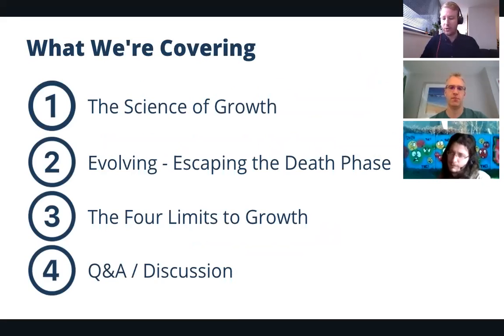What we're talking about today: we're going to go through a few bits and pieces. Firstly, the science of growth. What do we know about growing in general, and what lessons can we apply to businesses? Then evolving our businesses: when we get stuck, what can we think about in terms of evolving? And we'll take you through 4 limits to growth for companies. These are fairly broad. My background is in technology and software, but I think a lot of the concepts are more widely applicable. And then some Q&A and discussion towards the end, which is the fun bit.